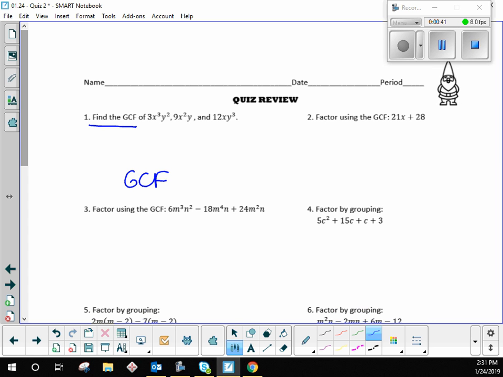But for 2 and 3, when it says factor using the GCF, remember the word factor means to break something down into this times this times this times this. And so the form of your answers for 2 and 3, you're going to find the GCF, but then you're going to do that thing where you put the leftovers in parentheses. Okay, so this is one factor, and that's the other factor. So that's factored form, stuff in parentheses.